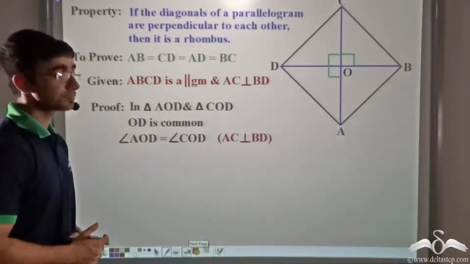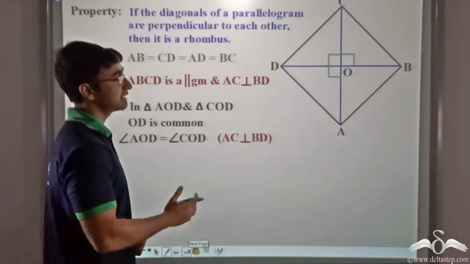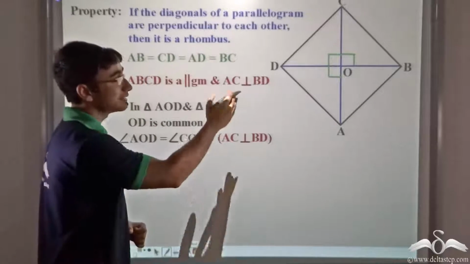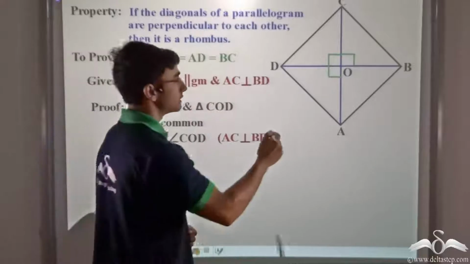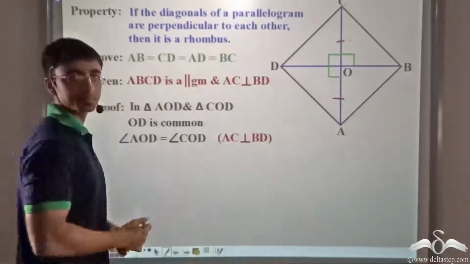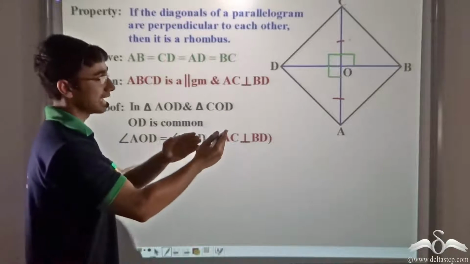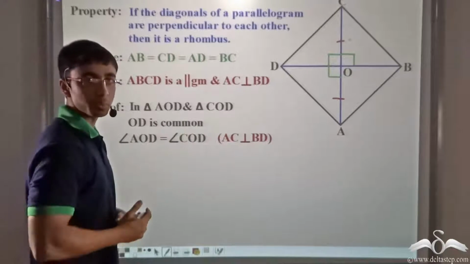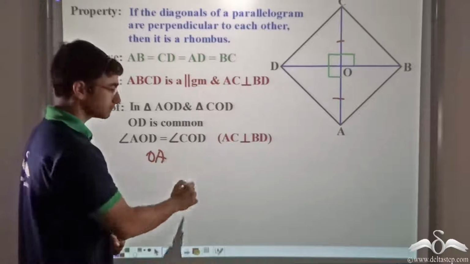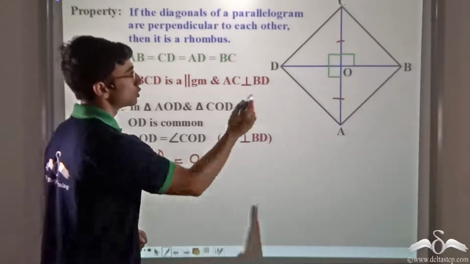Lastly, what can we say? We can say that since this is a parallelogram, we know that its diagonals will bisect each other. Thus, OA will be equal to OC, because the diagonals of a parallelogram bisect one another. So I write OA equals OC.